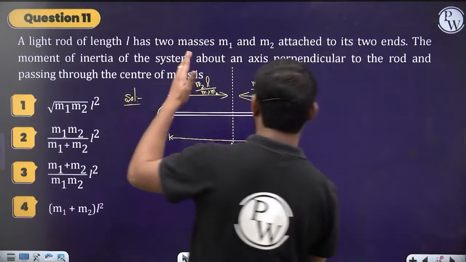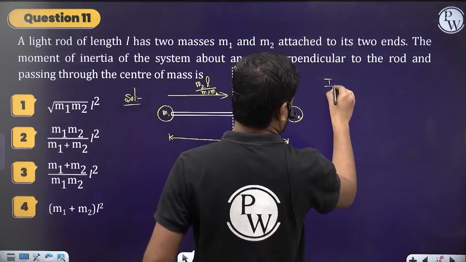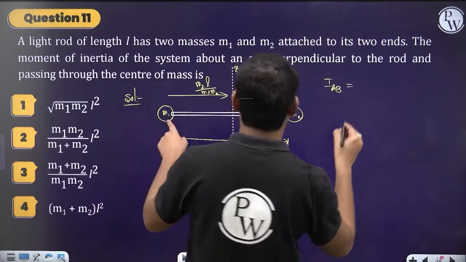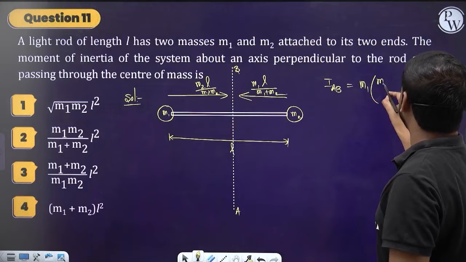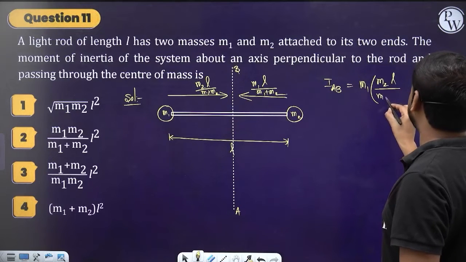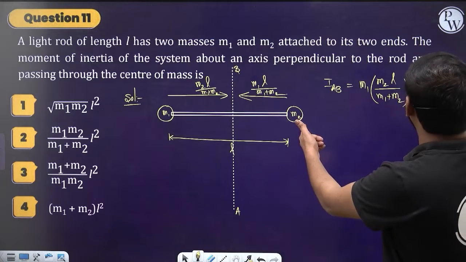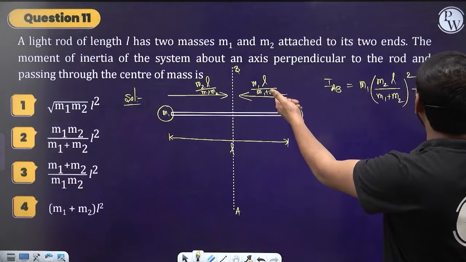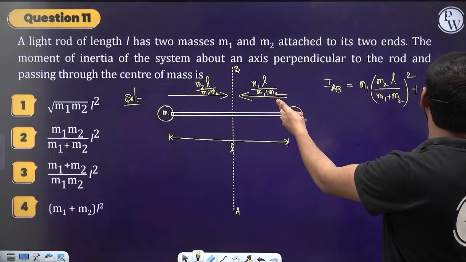Let's consider this axis as AB. So the moment of inertia about AB is equal to the first body M1 into the distance of center of mass, M2L by M1 plus M2, whole square. Plus the second block M2 is its mass, and the distance of center of mass is M1L by M1 plus M2, whole square.